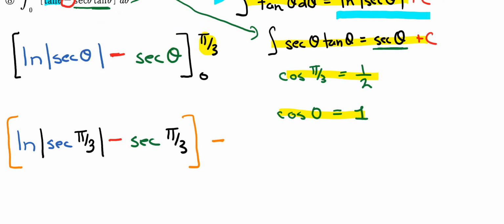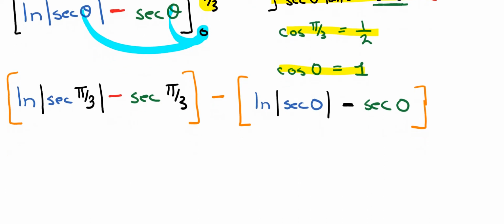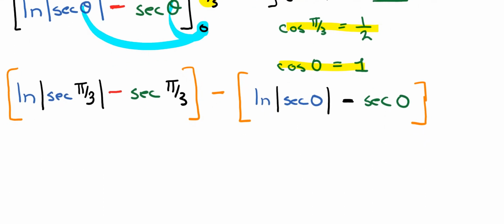And the lower bound now here is 0, so let's plug in 0 for all the thetas now. So let's put another orange bracket here, and that's going to be ln absolute value of secant of 0 minus secant of 0. And from there, you need to be able to evaluate what this is going to turn out to.